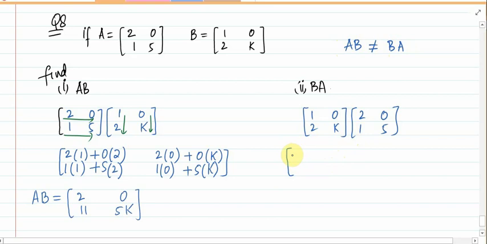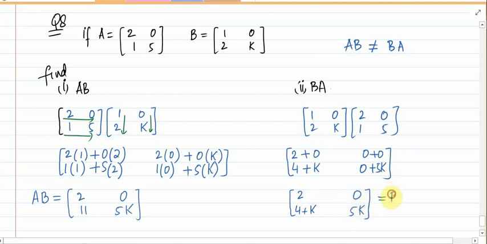So 1 times 2, 2, plus 0 times 1, 0; 1 times 0, 0, 0 times 5, 0; 2 times 2, 4, 1 times K, K; 2 times 0, 0 plus 5 into K, 5K. This time I didn't use any arrows. I hope that all of you have a clear idea how we solve it. So 2 plus 0, 2; 4 plus K, 4 plus K; 0 plus 0, 0; and 0 plus 5K is 5K, right? And that is BA.